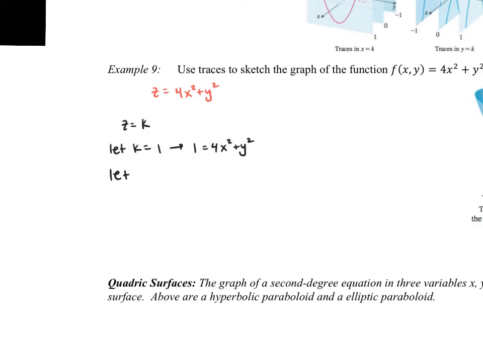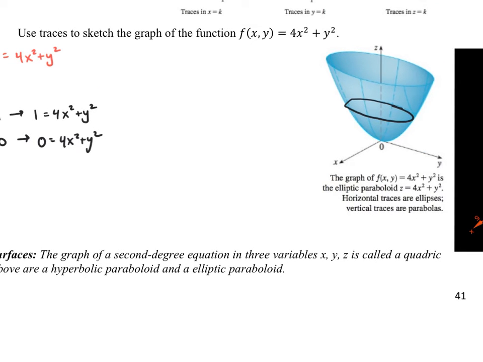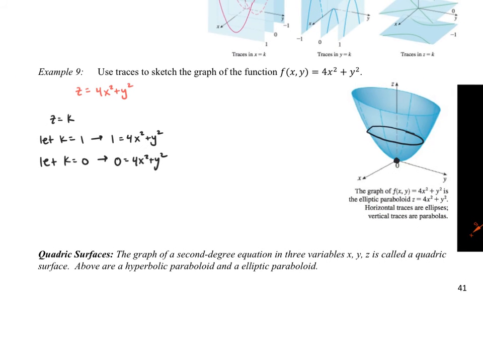If we let k equal 0, then we would get 0 equal to 4x squared plus y squared, and that's going to be actually your vertex right here where z is 0. Okay, let's say that you want to let, let's do x is equal to k. So then we would have z equals 4 times k squared plus y squared. So if we were to let k be 1, we would get z equal to 4 plus y squared.